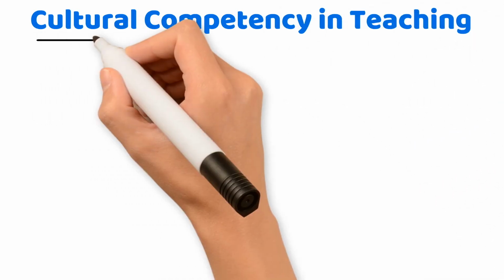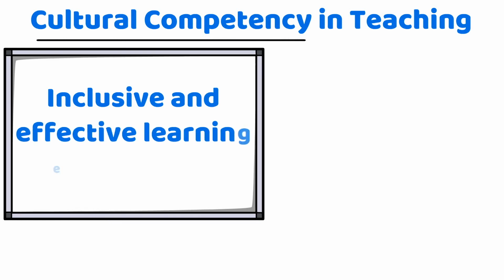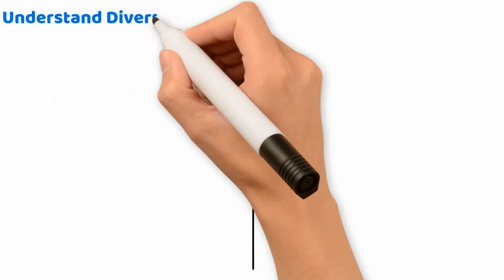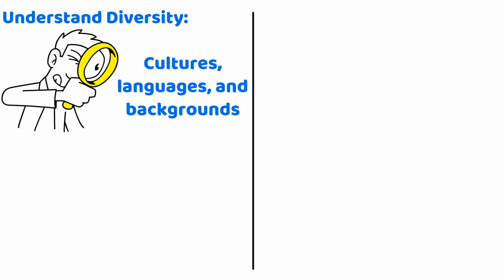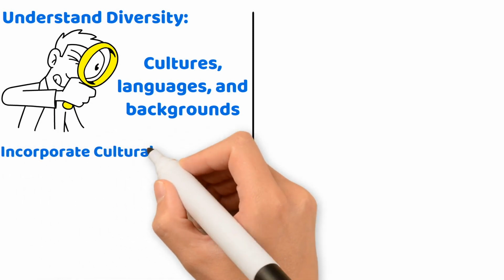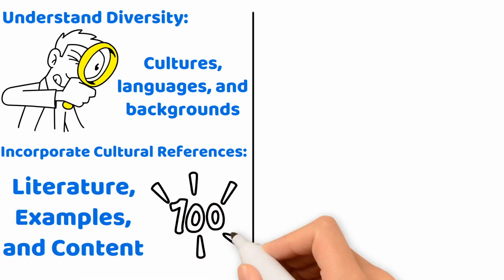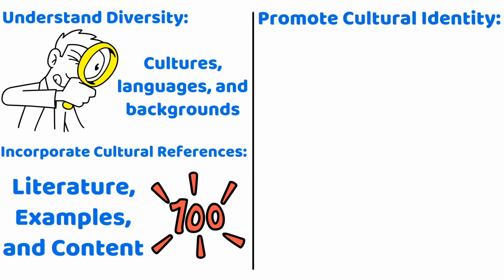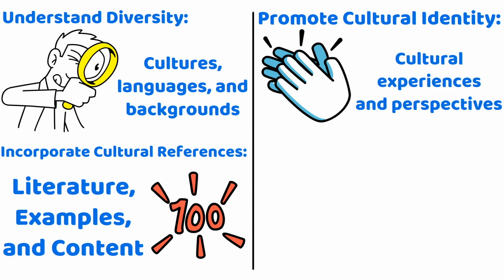Cultural competency in teaching. Cultural competency is vital for creating an inclusive and effective learning environment. Here's how to integrate cultural awareness into your teaching. Understand diversity. Recognize and value the diverse cultures, languages, and backgrounds that students bring to the classroom. Incorporate cultural references. Use literature, examples, and content that reflect the cultures of your students to enhance relevance and engagement. Promote cultural identity. Encourage students to share their cultural experiences and perspectives, fostering an environment of mutual respect and understanding.